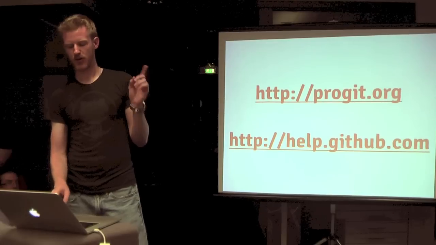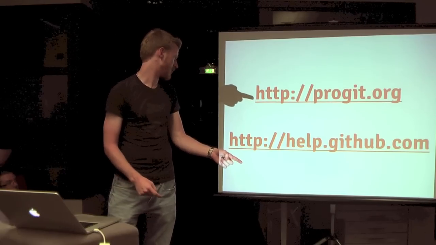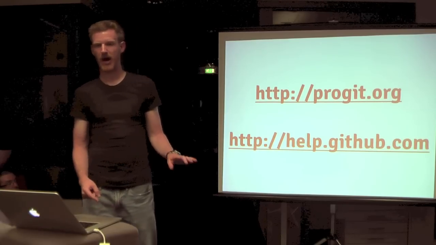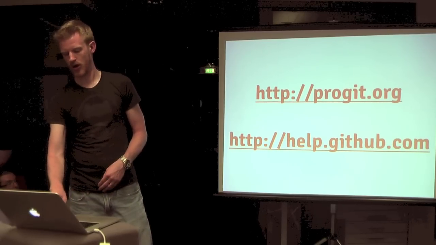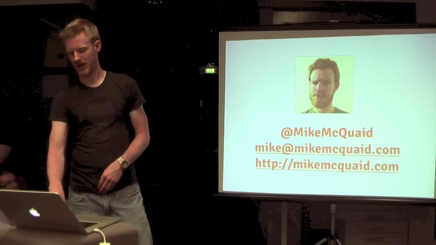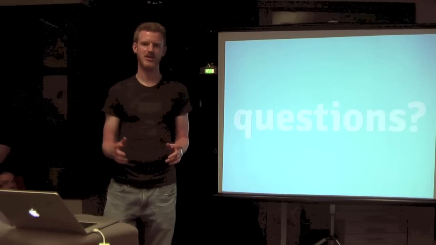So if you want to learn faster, cool little ways of doing things with Git, check that out. If you want to learn other stuff about Git, Pro Git's probably the best book that's out there at the moment. And GitHub's help is pretty good and a bit more human readable. Or alternatively, contact me, and if you're nice, I might even reply. And I know we're low on time, but if anyone has any quick questions, it's probably good.